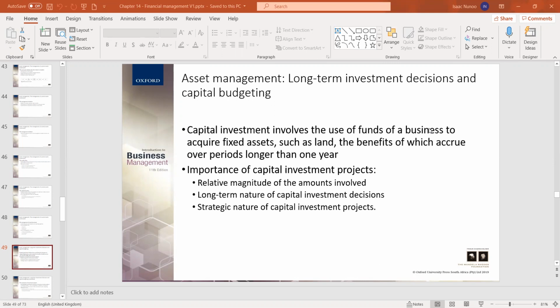Then in terms of the strategic nature of capital investment projects, investment decisions of a strategic nature, such as the development of an entirely new product, the application of new technology, the decision to diversify internationally, or the decision to embark on rendering a strategic service, could have a profound effect on the future development of a business.